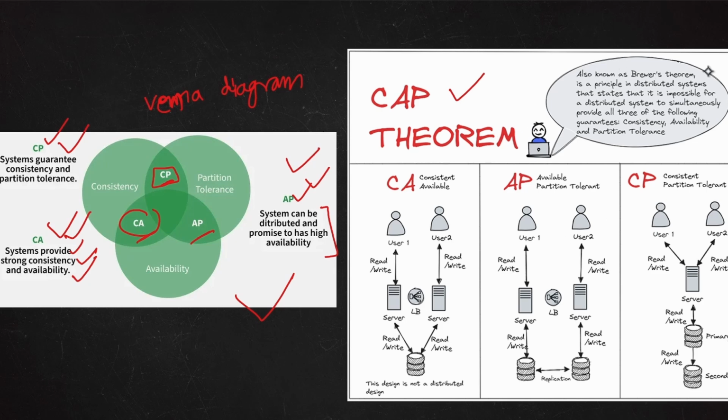It is also known as Brewer's theorem, a principle in distributed systems that states it is impossible for a distributed system to simultaneously provide all three of the following guarantees: consistency, availability, and partition tolerance. It's very important to have all three, but unfortunately you can only provide two. If you want to provide three, you need so many resources, so many servers running for you. CA means consistent and available, AP means available and partition tolerant, CP means consistent and partition tolerant. The diagram depicts the same thing.